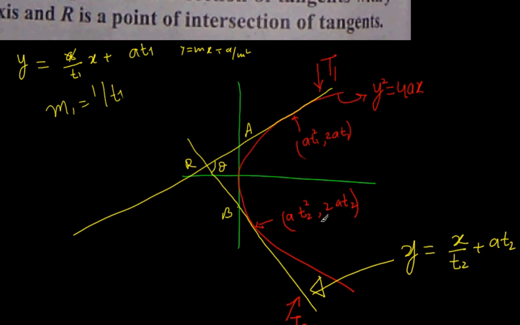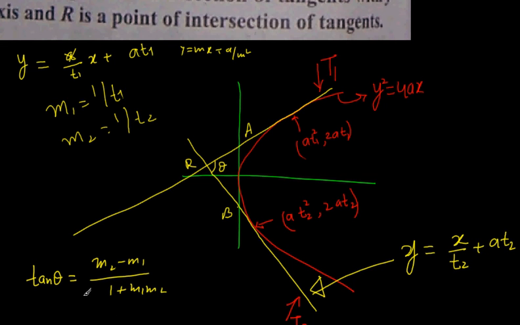What is the m2 for this? m2 for the second tangent is 1 by t2. What it says is the angle between these two lines is theta. It means tan theta is equal to what? Tan theta is equal to (m2 minus m1) divided by (1 plus m1 m2).